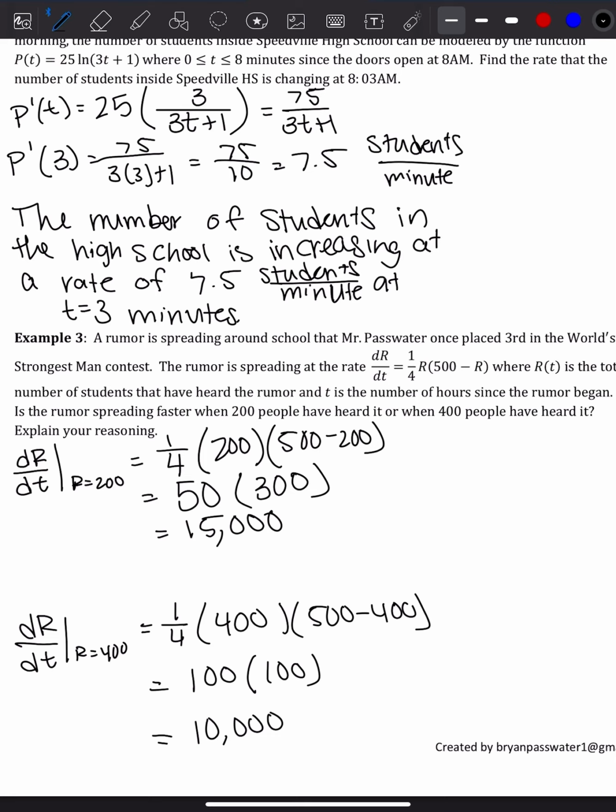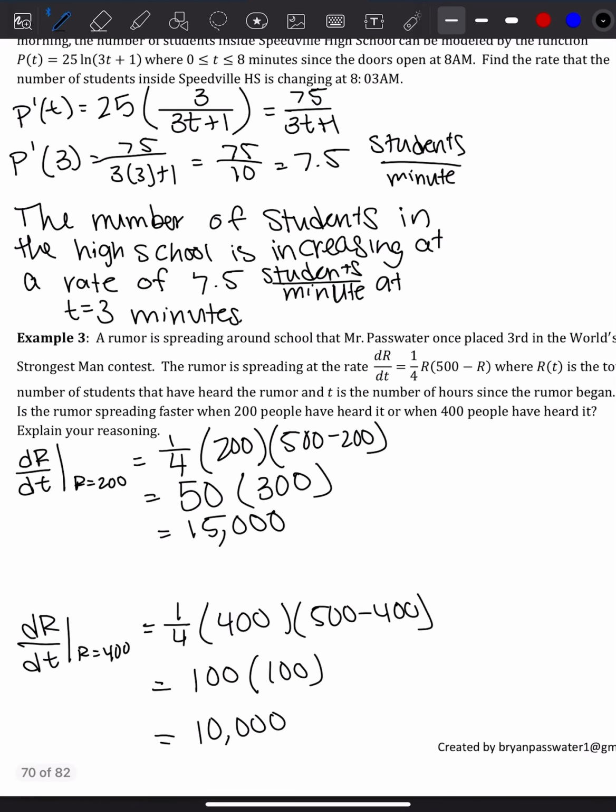So we can kind of make the decision that the rumor will spread faster when 200 people have heard it versus when 400 people have heard it, because the rate of change is higher at 15,000 than 10,000. And if we think about this logically, that would somewhat make sense, because if 400 people have already heard it, that's just less people that have the ability to learn it later, versus if 200 people have heard it, there are just more people to tell.